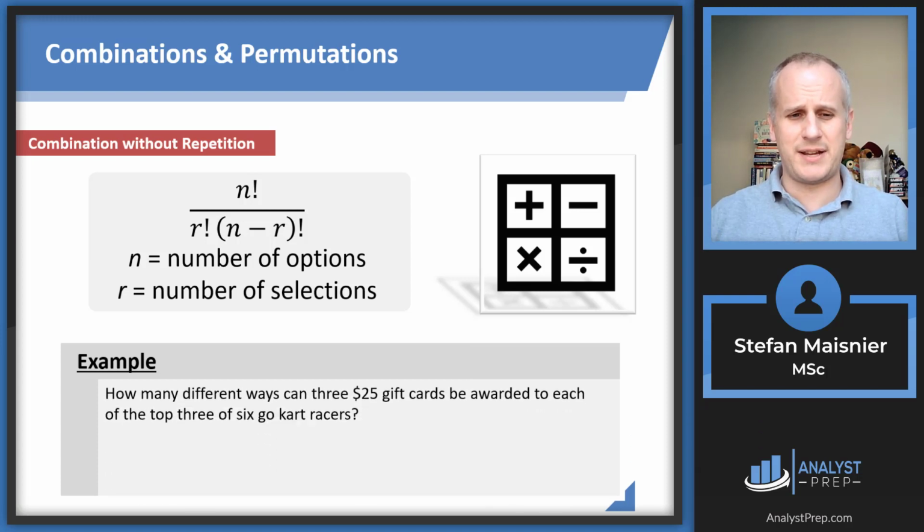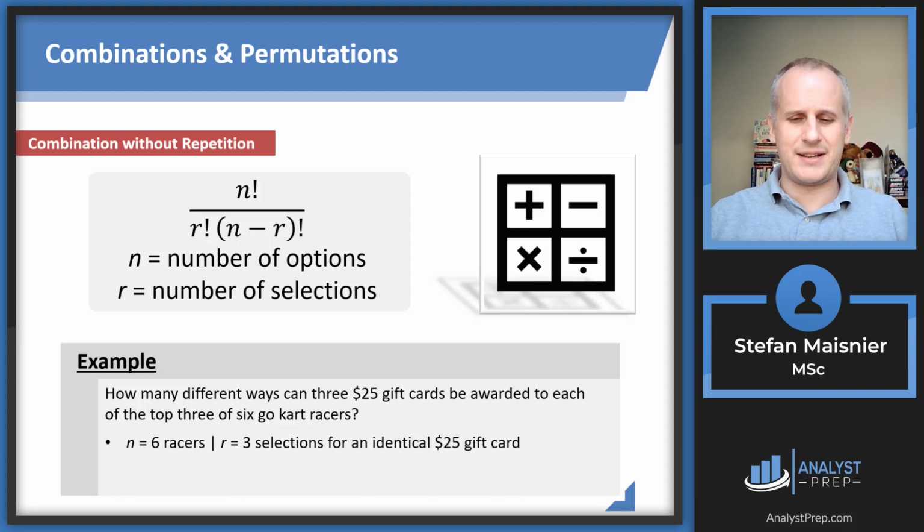In this case, we're being asked how many different ways can three $25 gift cards be awarded to each of the top three of 6 go-kart racers. So this time, instead of getting gold, silver, and bronze, they're each just getting a $25 gift card. So that means order doesn't matter, because this time Jimmy doesn't care whether he comes first, second, or third, because no matter what, he just gets a gift card if he's in one of those 3 places. So we still have 6 racers, so n is 6. 3 selections of the identical $25 gift card, so r is equal to 3.